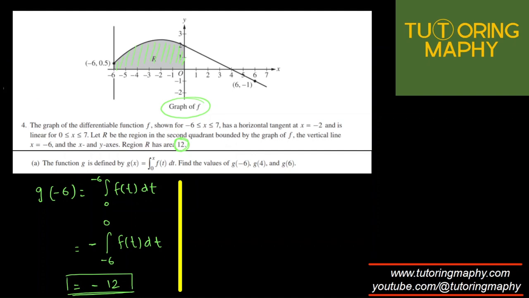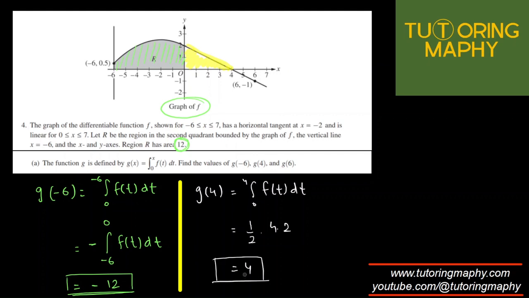Moving ahead, the value of g of 4. Likewise, I'm going to treat this in the same fashion. So g of 4 is going to be the integral from 0 to 4 of f of t dt. So 0 to 4 is just this area, right? And they already told us that this is a straight line. So if this is a straight line, obviously this is a triangle. The area of the triangle is given by half times base, which is obviously 4, and height, which is 2. So half times 4 times 2, which is just 4 square units.